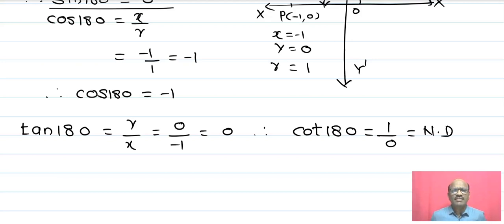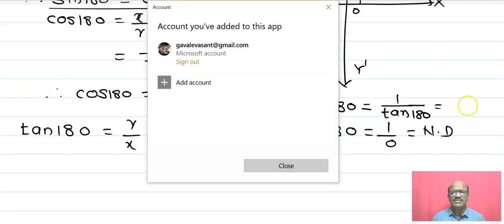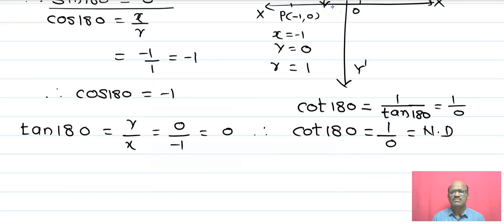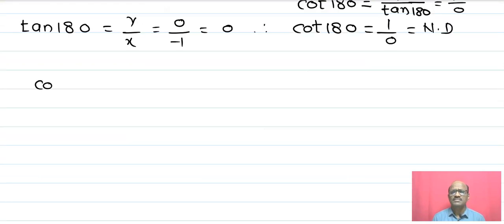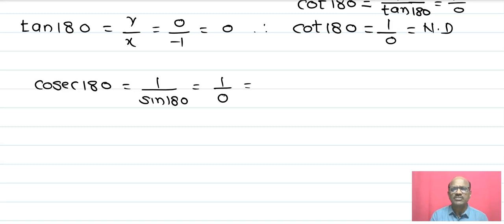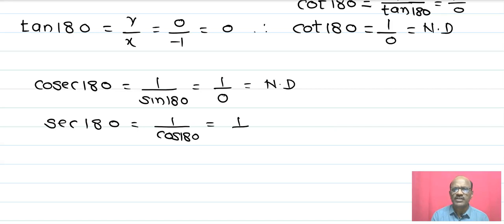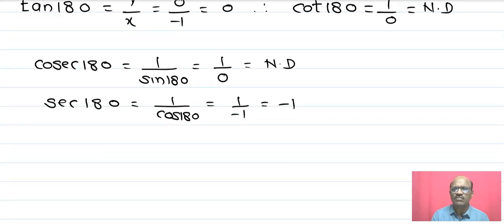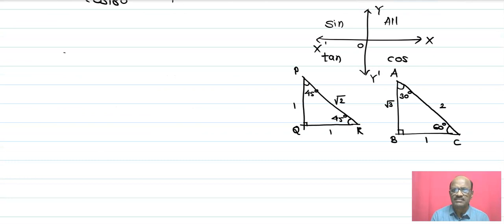This is a quadrantal angle, that is 180. It lies on the negative x-axis. That is the cot of 180. Next is cosec 180, a reciprocal of sine of 180. Cosec 180 is equal to 1 upon sine of 180, and sine of 180 is 0, therefore 1 upon 0, which is again not defined. Sec of 180 is 1 upon cos of 180, that is minus 1, and overall sec of 180 is minus 1.